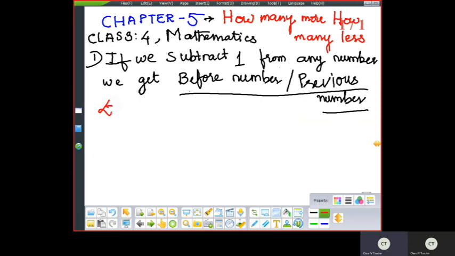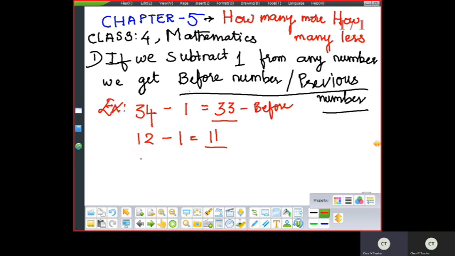Okay. Now let us prove this by taking an example. Let me take one example as 34 minus 1. What will I get? 34 minus 1 is 33. So what is this? Before number, one step before. Yes? Now let me take one more example. 12 minus 1. What do I get? 11.